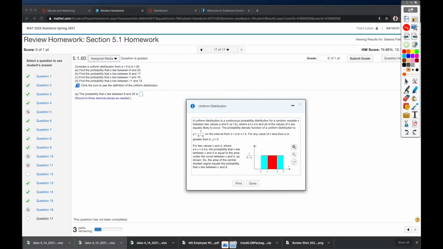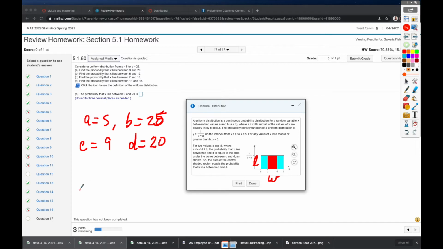All right, so think about this. This is my length times width, and we need to find the area, which is the probability. We see A is 5, B is 25. We're going to let C be 9 and D be 20.